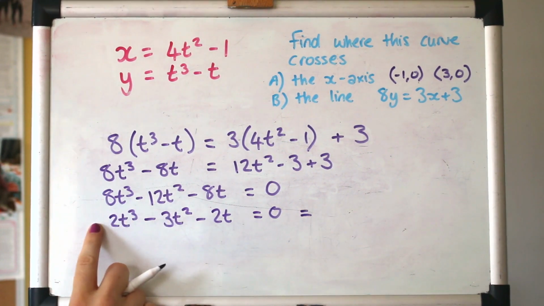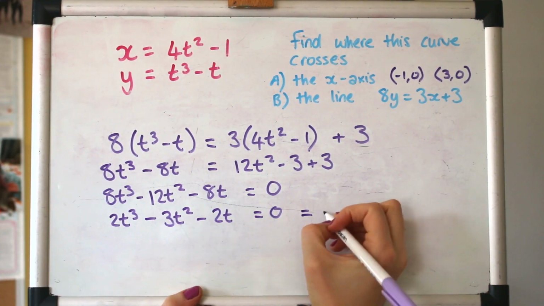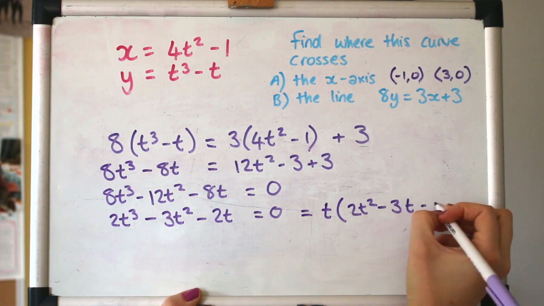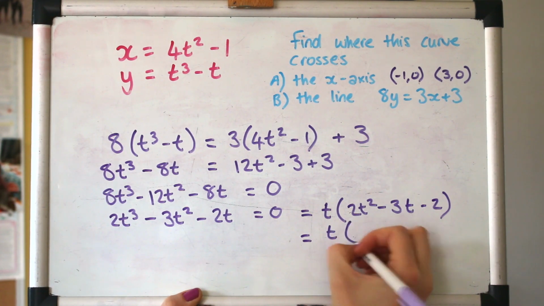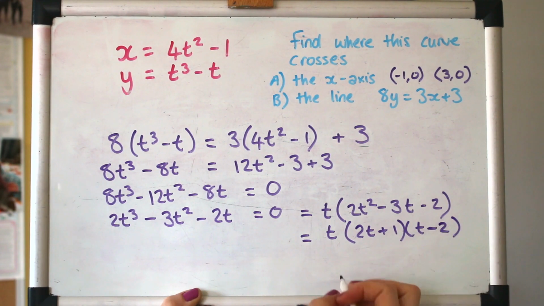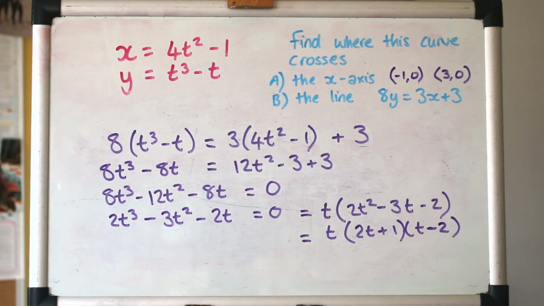Here I've just divided by 4 because that was the common term, and I'm going to take t out as a common factor, and that should factorise. Okay, so there again we've got 3 solutions.